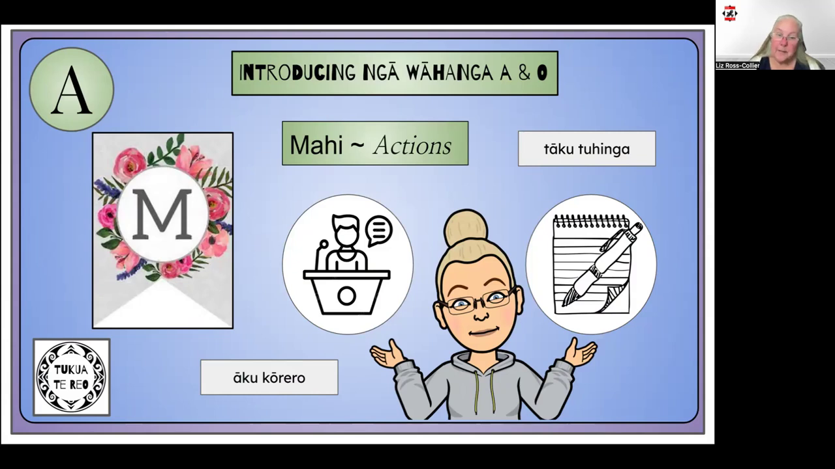So there we have it. There is a brief explanation of the A category. It does take a while to learn how these work, and there are heaps of sentence structures where we need to be aware of them. Next up, the O category.